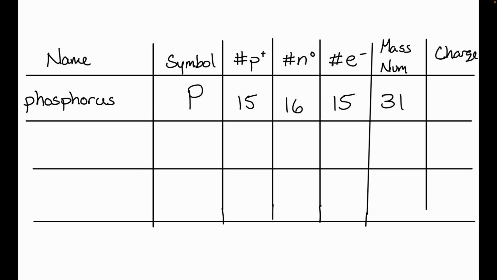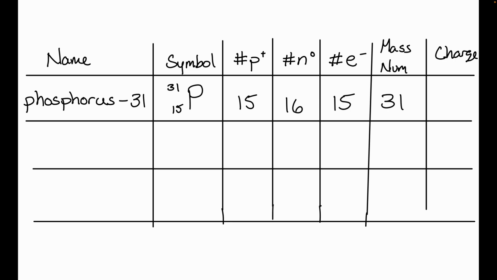So everybody take a second and complete the name and the symbol here, right? We have to include that information in our name and our symbol. Not just phosphorus, phosphorus-31. And the symbol has that little mass number on top and the atomic number on the bottom.